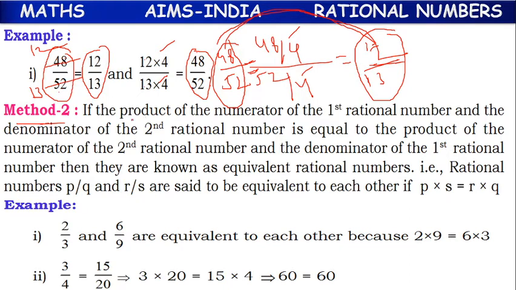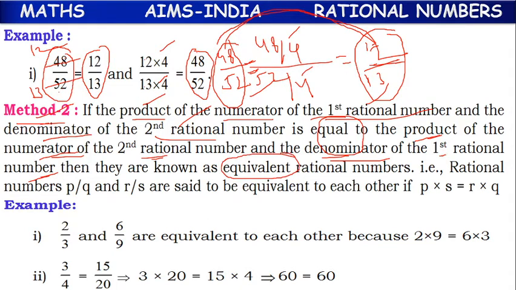So here in method 2, we take the product of numerator of first rational number and the denominator of second rational number. If it is equal to the product of numerator of second rational number and the denominator of first rational number, if both the products are equal, then also they are said to be equivalent. Means one kind of cross multiplication.